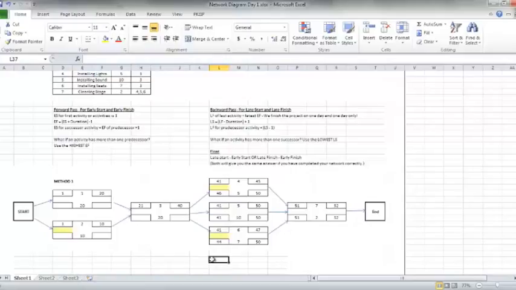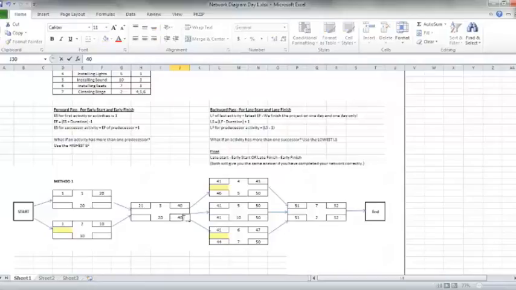When we are doing the backward pass, we use the lowest number. We use the lowest number. So let's do that and perform the calculation. What's the lowest late start over here? It's the 41, right? So now I get my late finish here is equal to 41 minus 1.